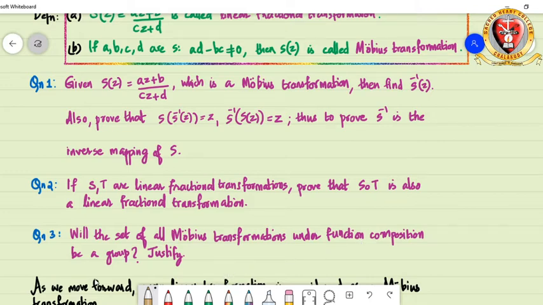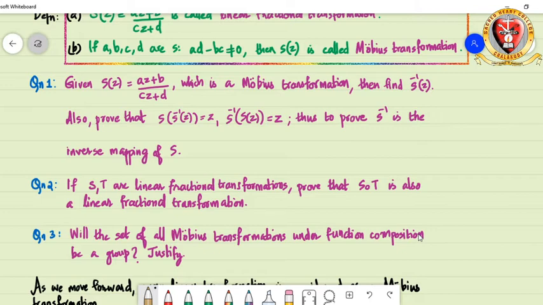The third question is: suppose you're given the set of all Mobius transformations possible in the complex plane, and function composition as an operation among these Mobius transformations, which are maps. Will this form a group? A group is a basic algebraic structure which we see in abstract algebra. So you have to check whether the set of all Mobius transformations along with the operation function composition forms a group. First, the composition of two Mobius transformations should be a Mobius transformation, so function composition is a binary operation. You have to prove that.